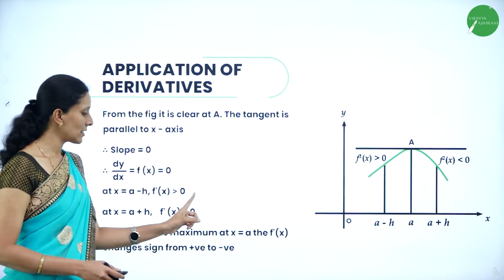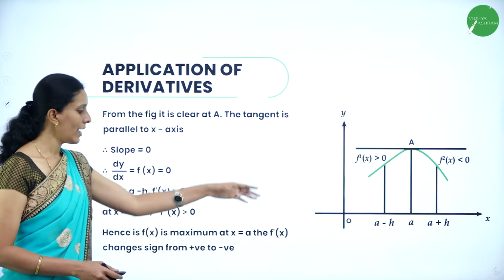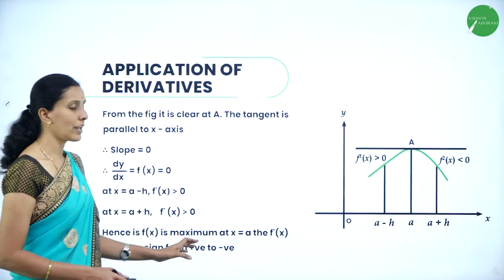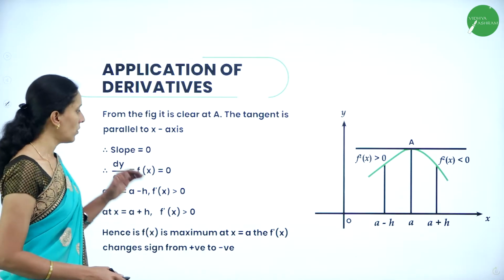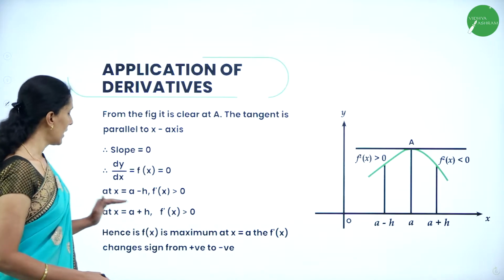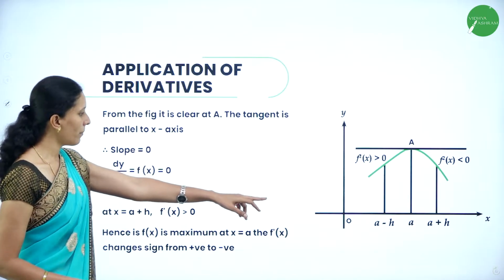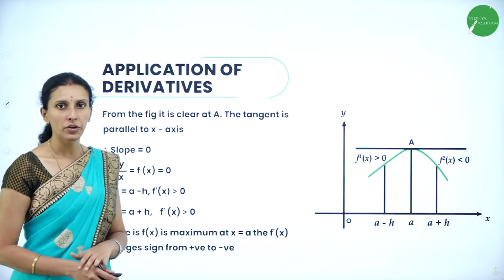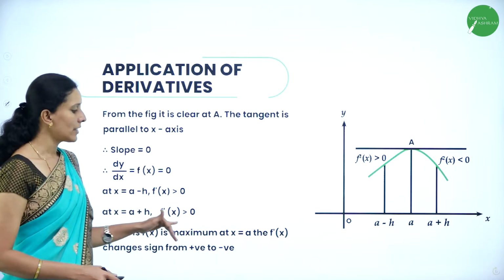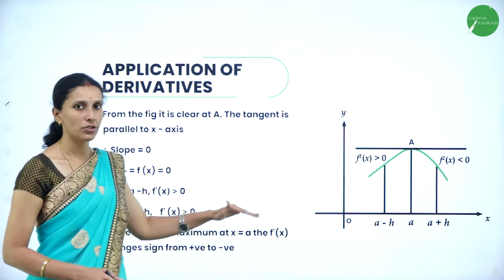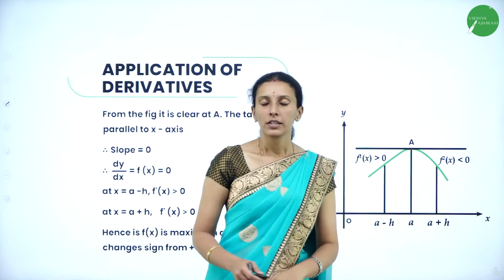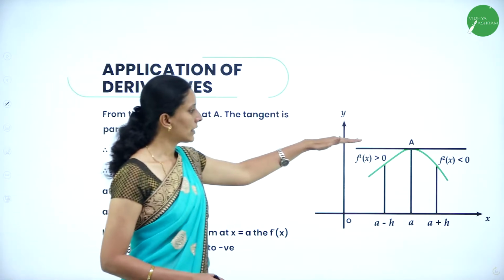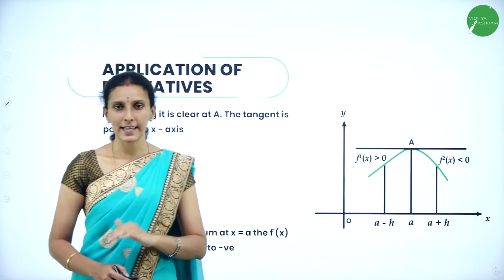Hence we say f of x is maximum at a point x is equal to a, as you observe in the figure. So therefore f dash of x changes sign from positive to negative. So therefore you can clearly see that the value at x is equal to a minus h, here f dash of x is greater than 0, and the value you can observe at a plus h is greater than 0 again. So therefore here the sign changes from positive to negative. So therefore we can say at the point of maxima the tangent is parallel to the x-axis.